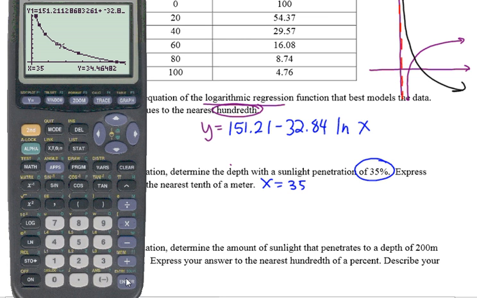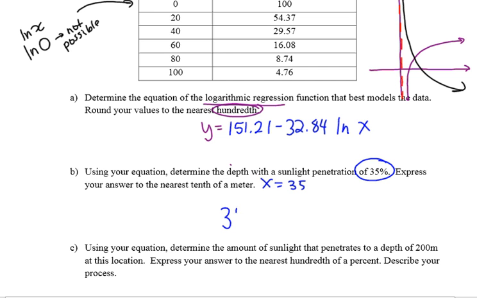To the nearest tenth would be how many decimal places? How many zeros in 10? 1. So 34.5. And that's in meters.